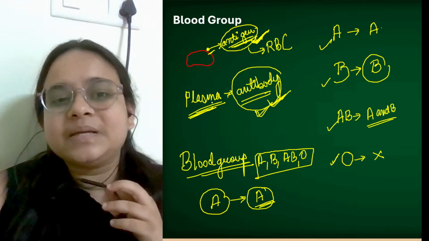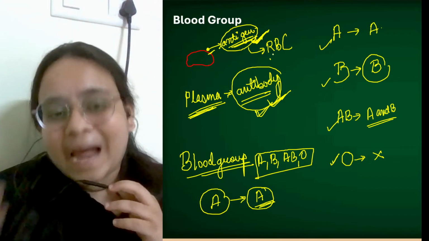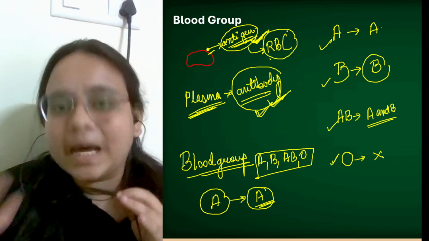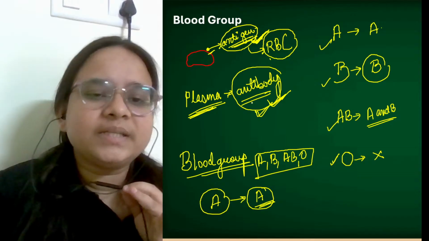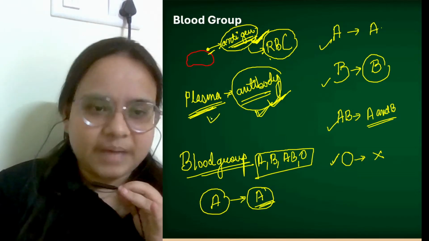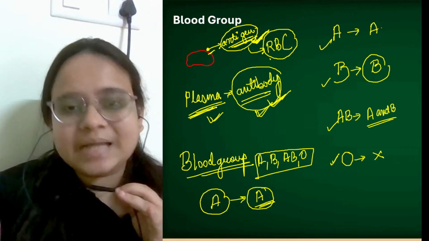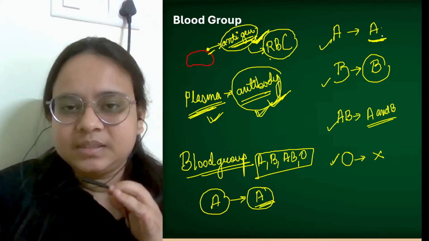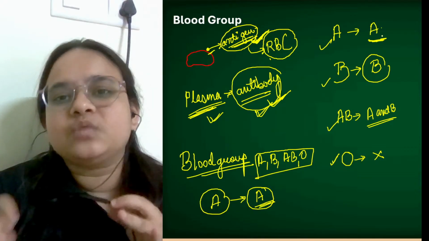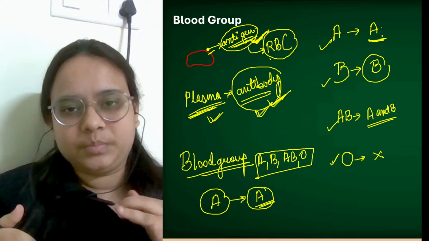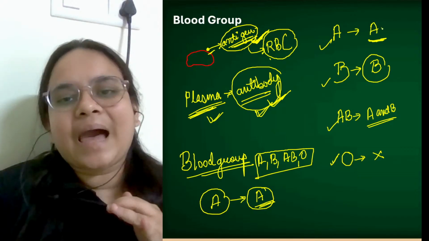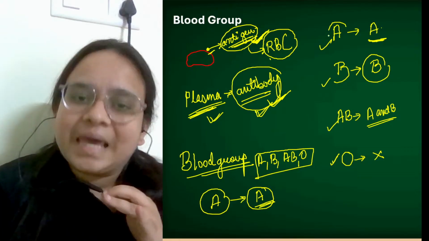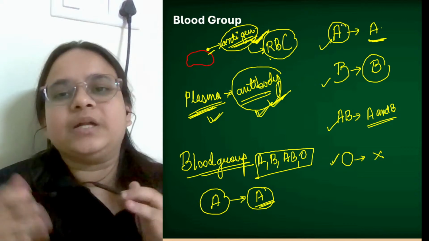If in the exam it has been asked that the antigens are present over what, it is actually present over the surface of the RBCs, whereas the antibodies are present inside the plasma. Second thing that we have understood, that blood groups are defined according to the antigen that is present over the RBCs. Whatever antigen is present over the RBC will define my blood group. Suppose if I have antigen A over my RBC, then I will be having blood group A. I will be falling under the category of blood group A.